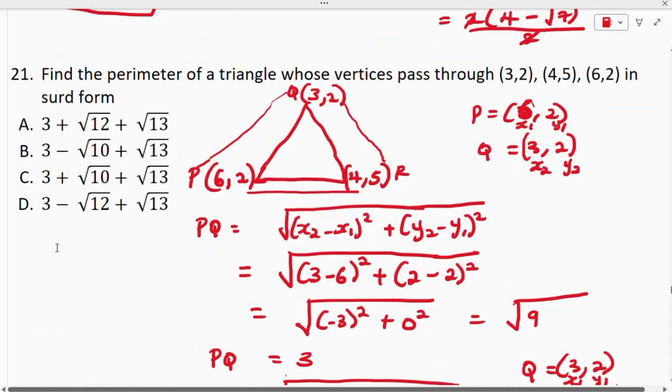So let's take a look at the options right here. From the options we have 3 plus the root of 10 plus the root of 13, and this makes C the correct answer. So let's go on to question number 22.